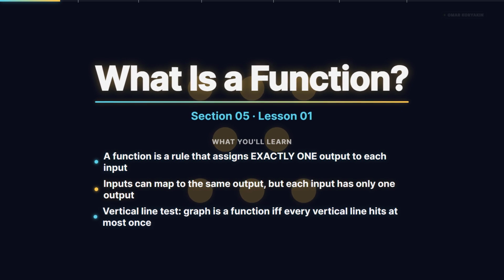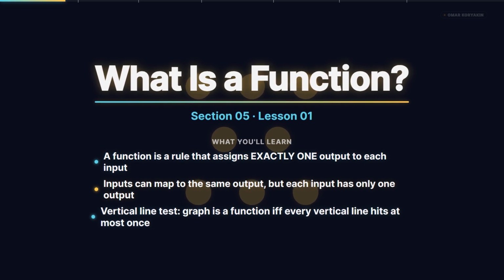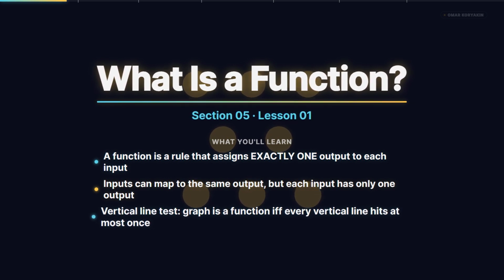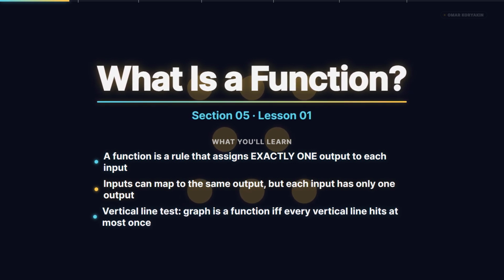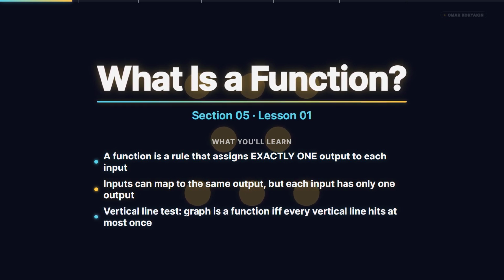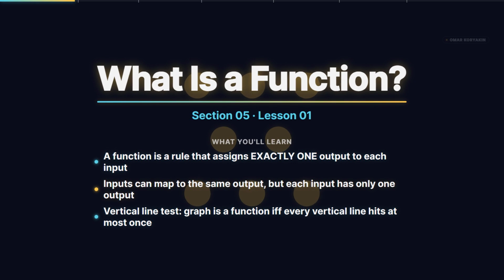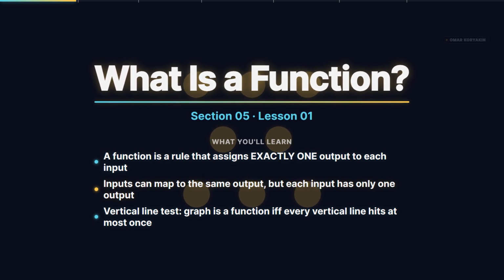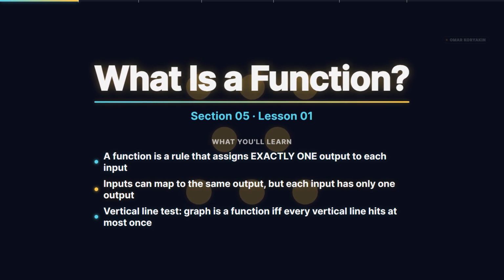Third idea. The graphical test for whether a graph represents a function is the vertical line test. A graph on the coordinate plane represents a function if and only if every vertical line drawn through the graph intersects it at most once. If any vertical line hits the graph at 2 or more points, then there is at least one input value with multiple outputs, and the graph is not a function. The vertical line test is a quick visual diagnostic for any graph and is the single most useful tool for distinguishing functions from non-functions when the relation is given graphically rather than as a list of pairs.